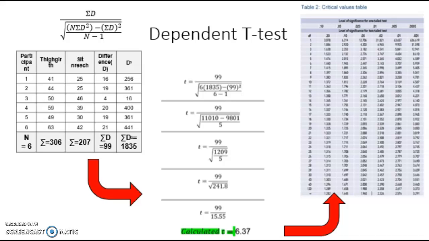You then use the critical value table to find your critical value, and if your t-value is higher than this, then your results are significant, whereas if the t-value is lower than your critical value, then your results are not significant.